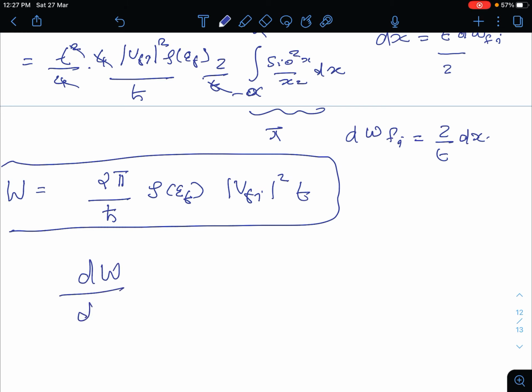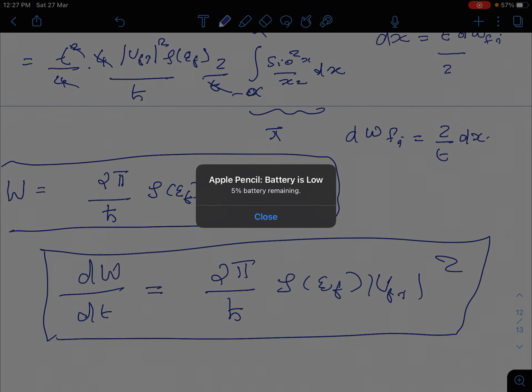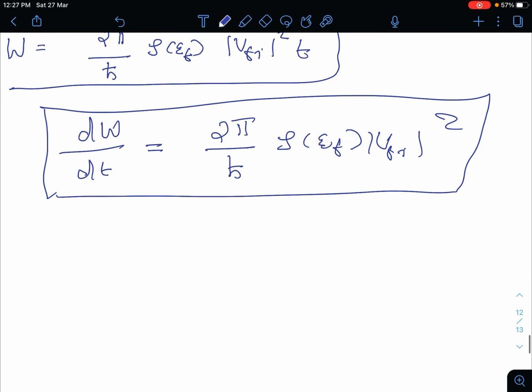dW by dt. Transition probability per unit time is simply 2 pi by h cross, then taking the derivative with respect to time, rho(E_f) |V_fi|^2. So this result, the transition probability per unit time, is known as the golden rule, Fermi's golden rule, or golden rule of time dependent perturbation theory.